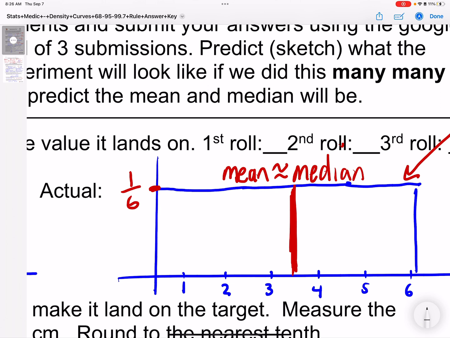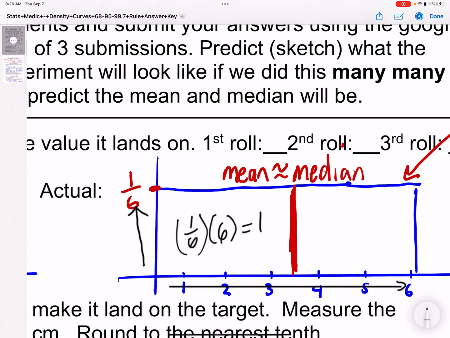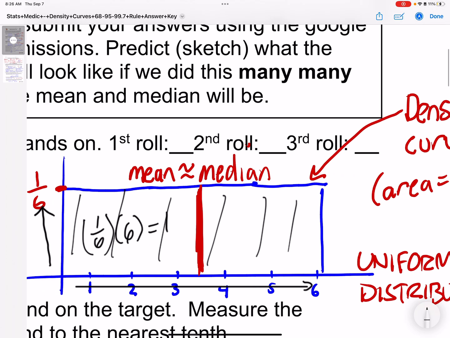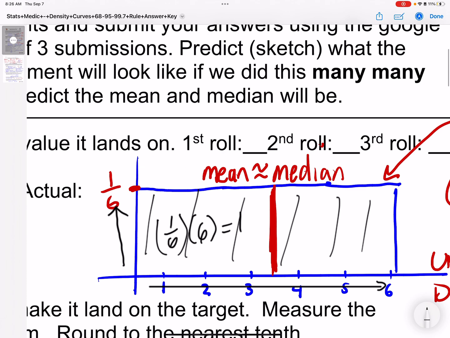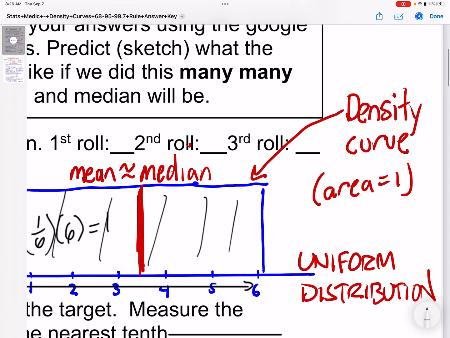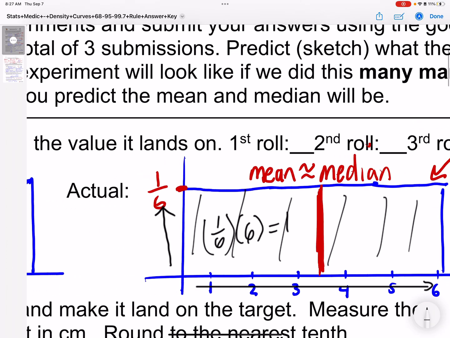You see the mean is going to be equal to the median, and the probability of each one is equal to 1/6. So if you see that it's 1/6 high and 6 long, 1/6 times 6 is equal to 1. So the area of this density curve itself is equal to 1. This is called a uniform distribution because it is straight across and everything has the same probability for each value.